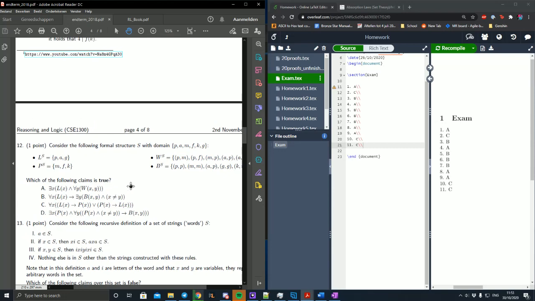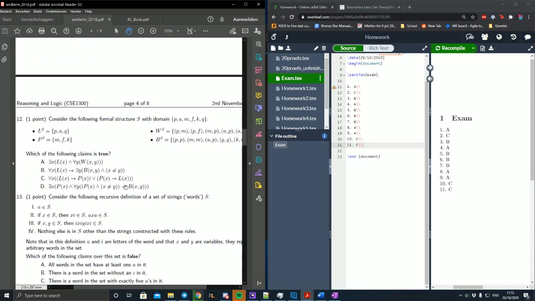Consider the following formal structure S with domain PEMFG. Which of the following claims is true? There exists an element x for which L of x, so x is one of these three, and for every element y, W of x comma y.